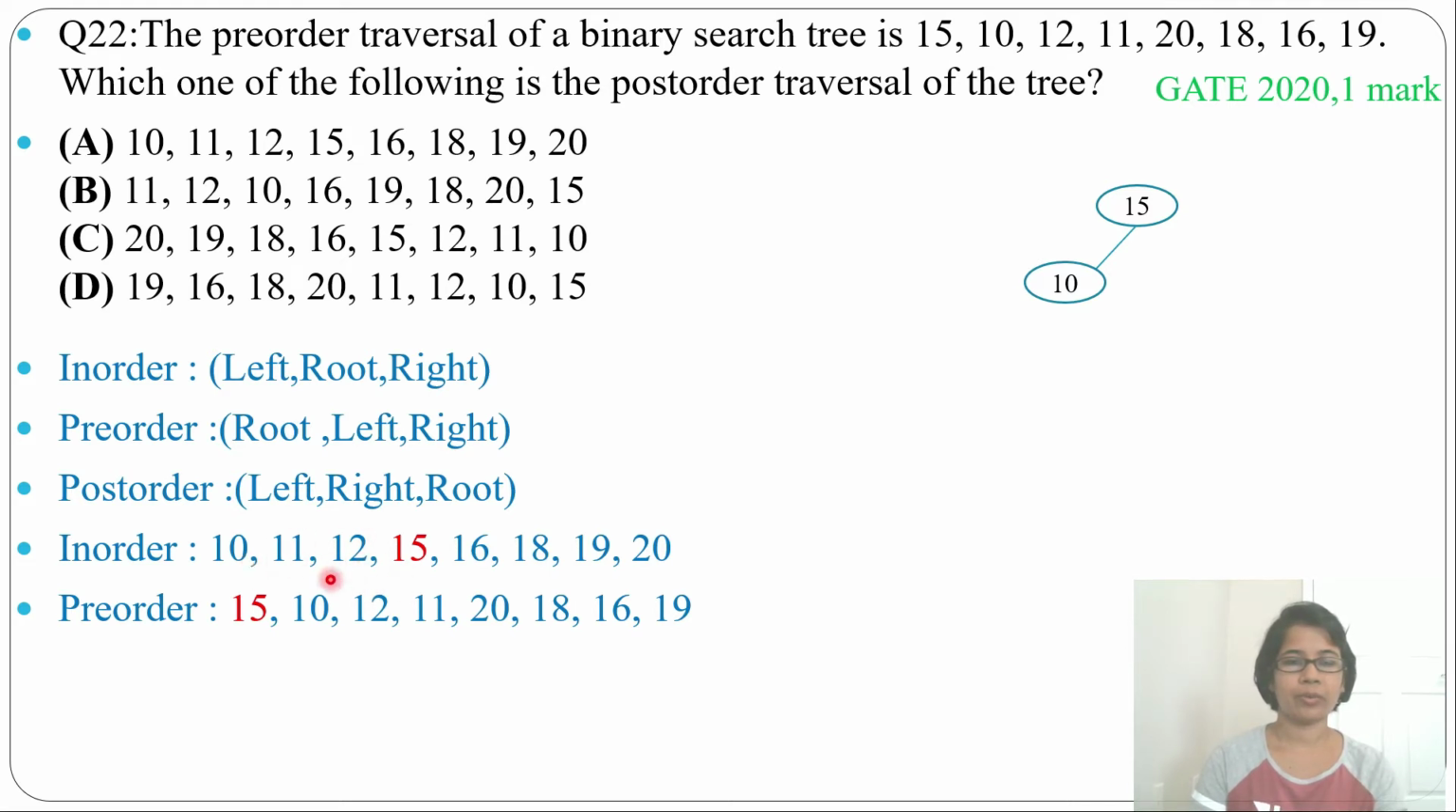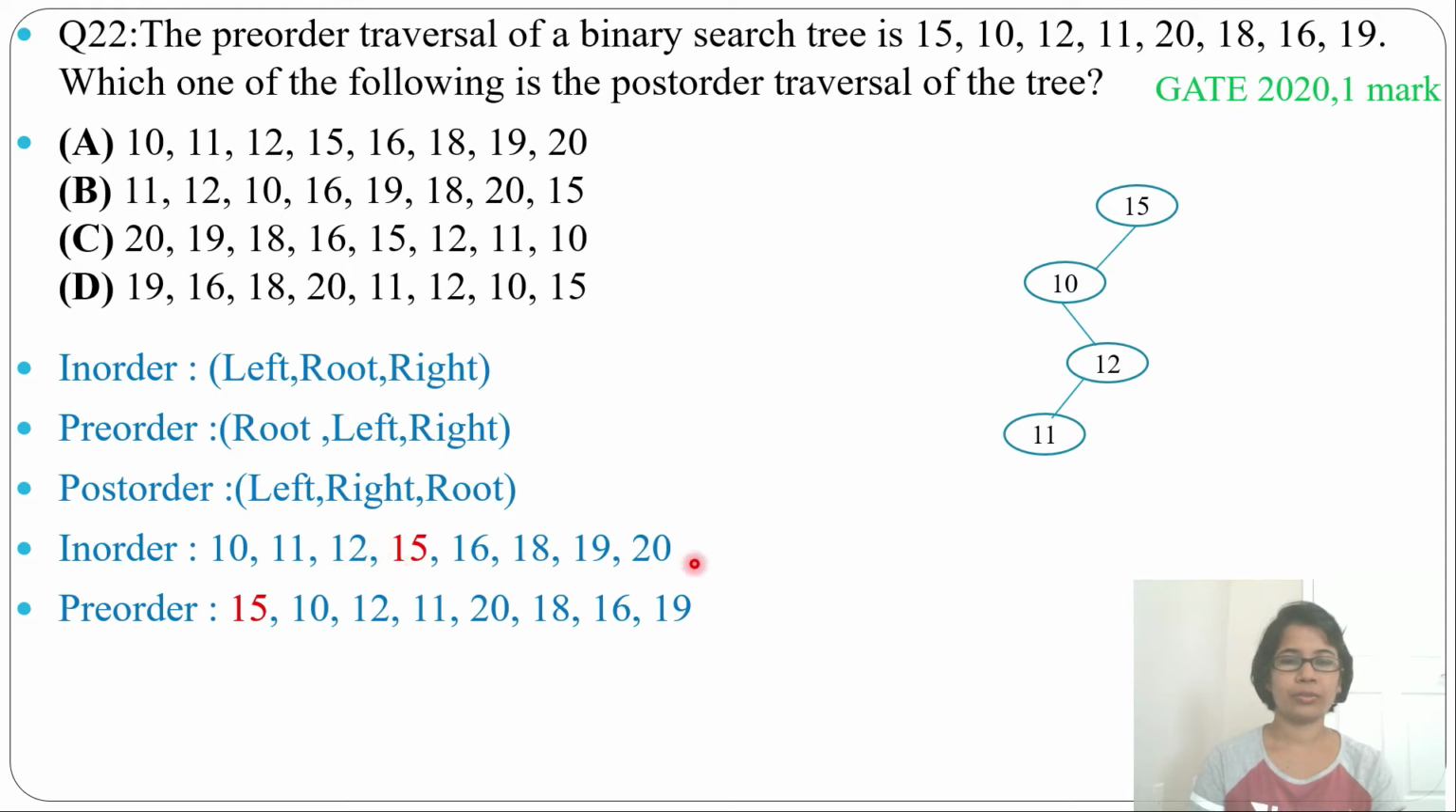Now from 11, 12, just check in pre-order. 12 is present first, so 12 will be 10's right child. Next 11: check whether it is on the left side or right side in in-order. 11 is present left of 12, so 11 will be the left child of 12. Also it is a BST, so we can compare. So now the left part is done.